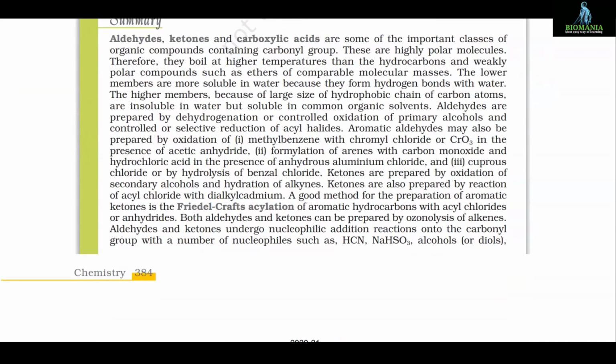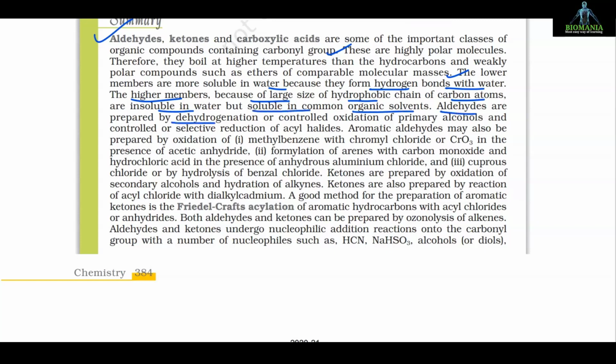Summary: Aldehydes, ketones and carboxylic acids are some of the important classes of organic compounds containing the carbonyl group. These are highly polar molecules, therefore they boil at higher temperatures than the hydrocarbons and weakly polar compounds such as ethers of comparable molecular masses. The lower members are more soluble in water because they form hydrogen bonds with water. The higher members, because of the large size of the hydrophobic chain of carbon atoms, are insoluble in water but soluble in common organic solvents.